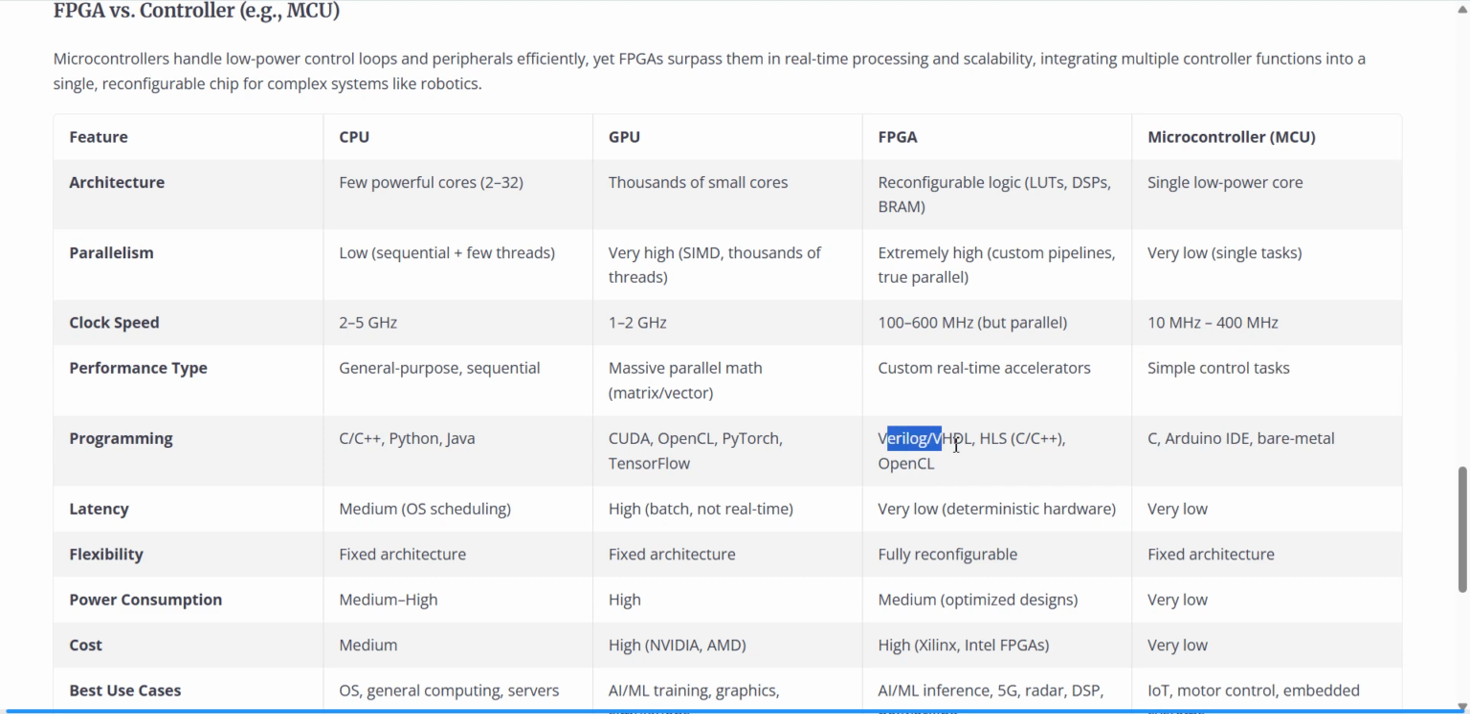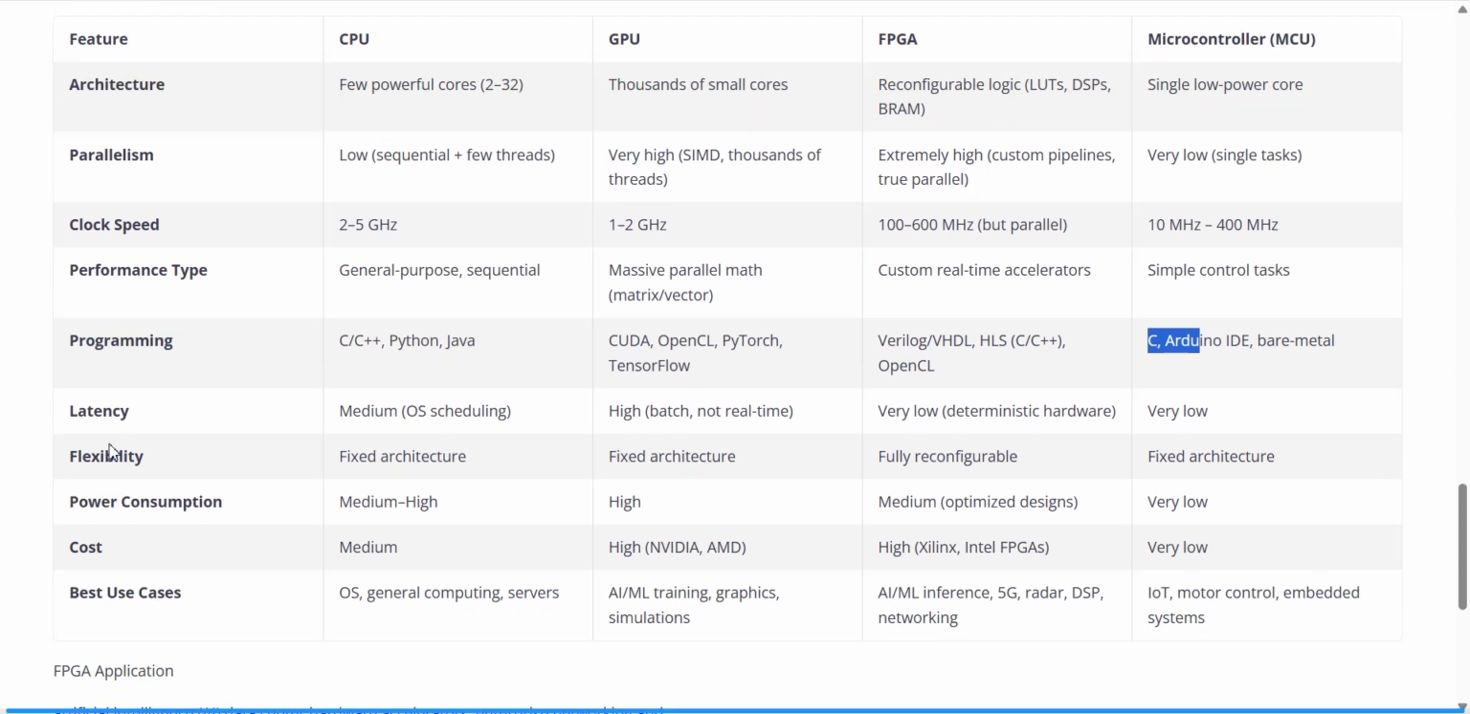Programming language: VHDL, Verilog, SystemVerilog for the FPGA. CUDA, OpenCL, PyTorch, TensorFlow are used for the GPU. For CPU, we use C, C++, Python, Java, and the C language we use for the microcontrollers.